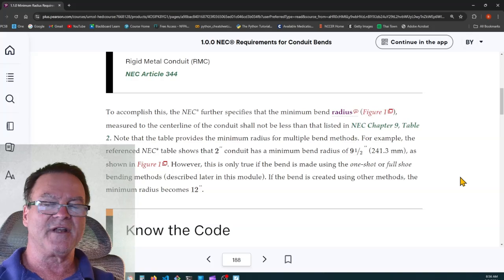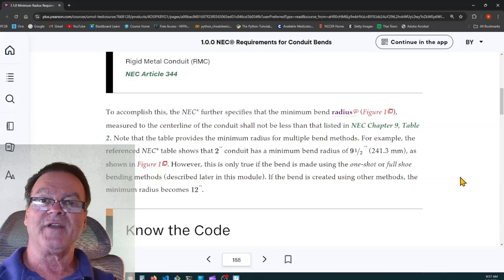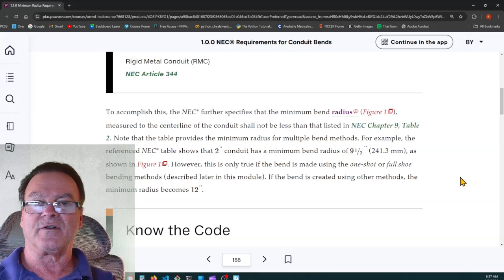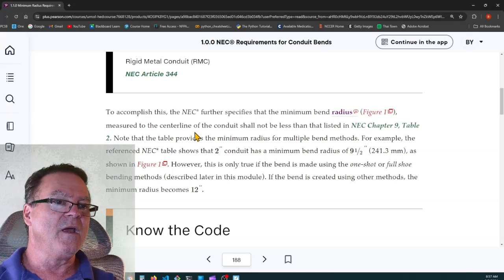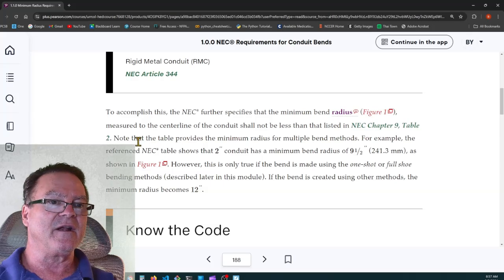The code book goes on to say that if you do egg shape it, the cross-sectional area is going to be based on the smallest diameter. So if you happen to make the conduit, let's just say 2.5 inches by 3 inches, by egg shaping it, you're only going to be able to use 2.5 inches for your mathematical calculations for conduit fill. It says, measured to the center line of the conduit, shall be not less than that listed in NEC Table 9, I'm sorry, Chapter 9, Table 2.